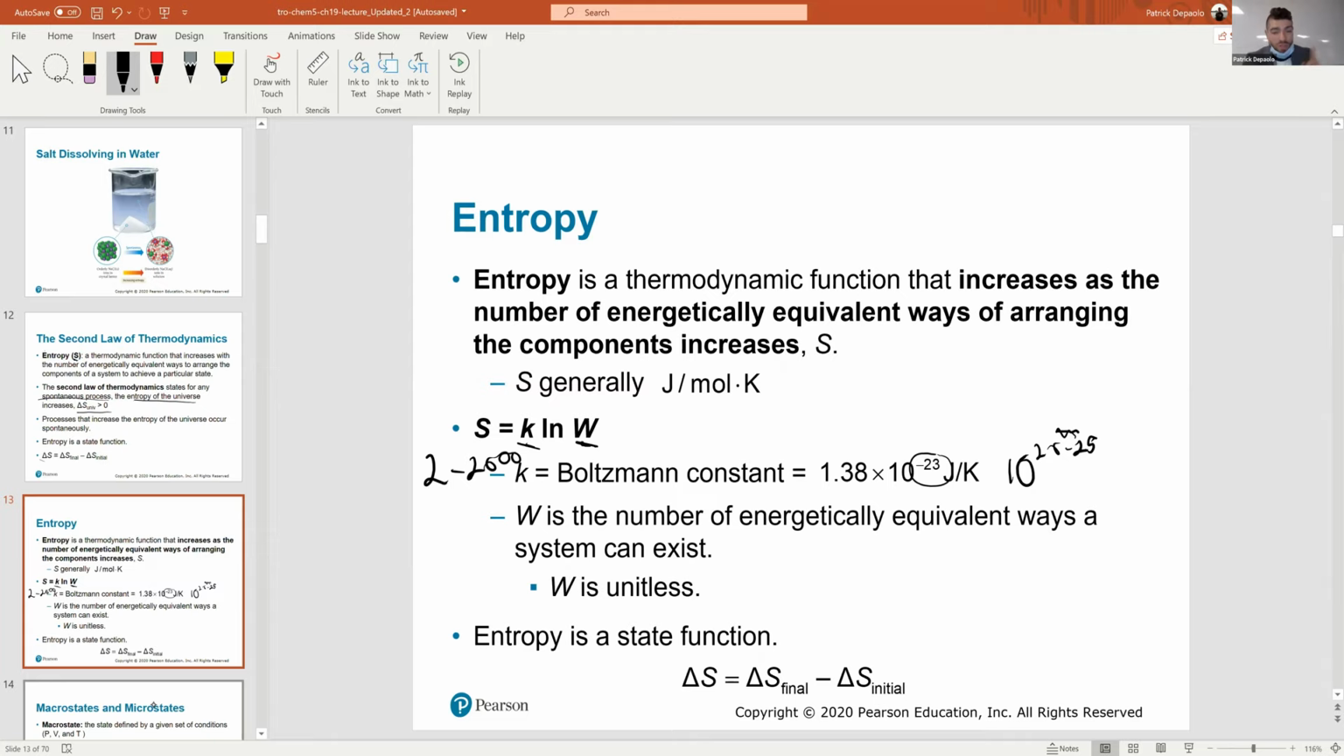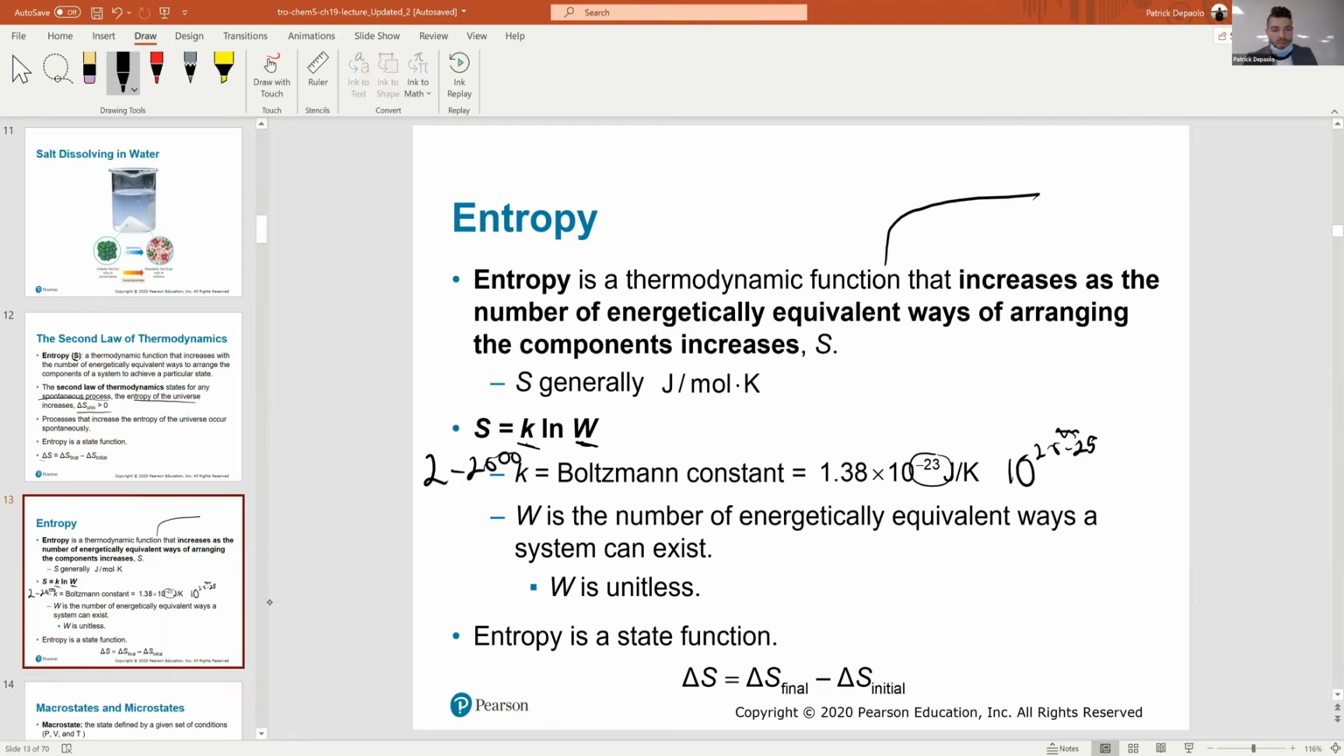So if the natural log has to be that much, and remember, a natural log curve goes like this, that means the number itself has to be 10 to the 30, 10 to the 40, for W. And that's usually true if you have moles and moles of substance. So these numbers are going to be pretty large. Just keep that in mind.